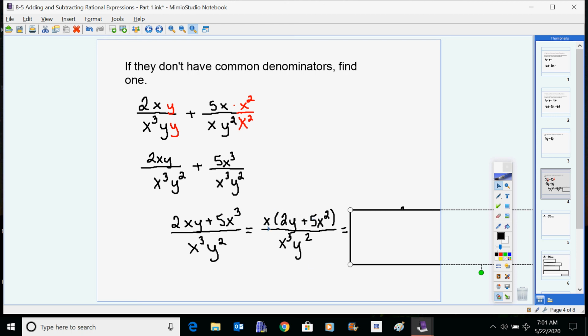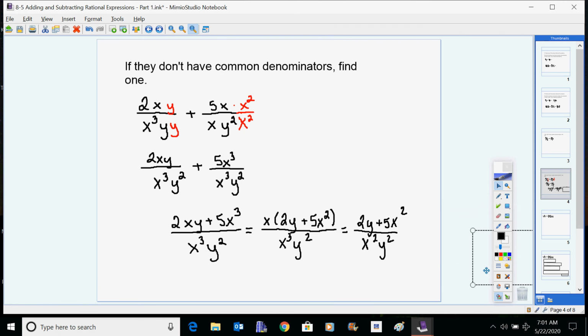And then we have a factor of x, and when we have a factor of x, you can cancel it with a factor of x in the denominator. So one of the x's can cancel out here. We're left with 2 x's in the denominator, and 2y plus 5x squared here. So first you need common denominators, then you put them together, then you check to see if there's anything you can simplify at the end.